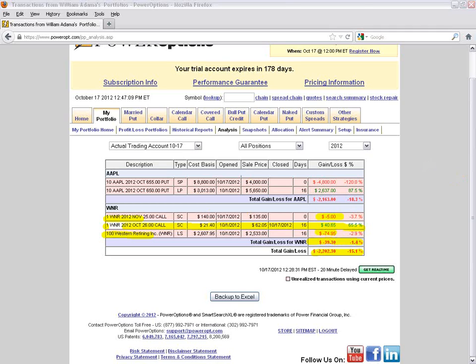Okay, let's go back into the profit and loss menu. So when you close positions, when you roll legs, you're still going to be able to view them in the historical reports. I personally prefer to look at the analysis so I can see a running tab on each position as I make several adjustments over time. Let's go back to the profit and loss portfolio.